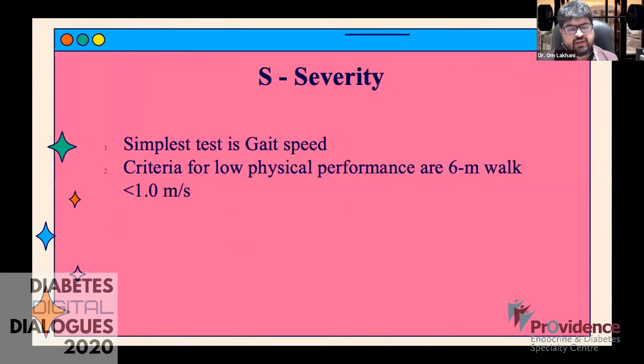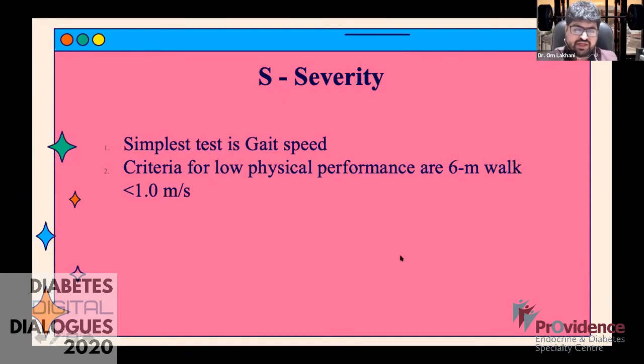Severity can be checked very simply by doing a simple gait speed: choose a distance of 6 meters and calculate the velocity of the patient. If it's less than 1 meter per second, it is highly severe. And if you're smart enough, like Sherlock Holmes, as soon as the patient walks in, you can probably say, look, this guy has sarcopenia.